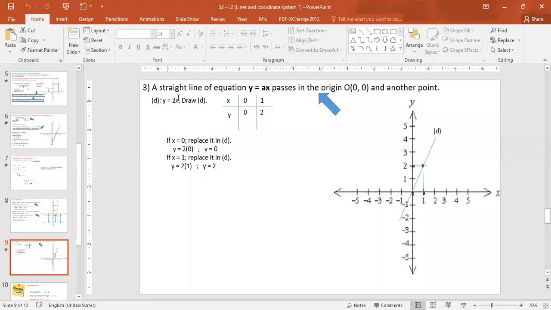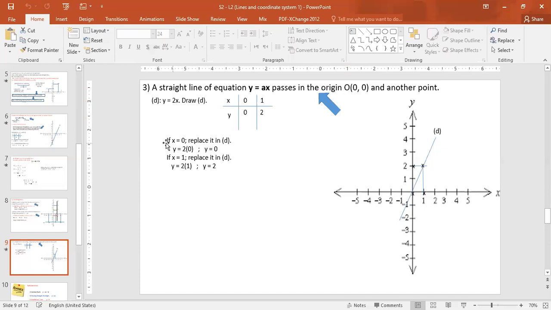Guys, do you see a y-intercept in the straight line? No, there is no y-intercept. So whenever I see such a straight line, directly I will say to myself, this straight line will pass in the origin and another point. To draw a straight line, as I taught you before, I draw a table with 3 columns and 2 rows. I write X and Y. I know that this straight line should pass in the origin.